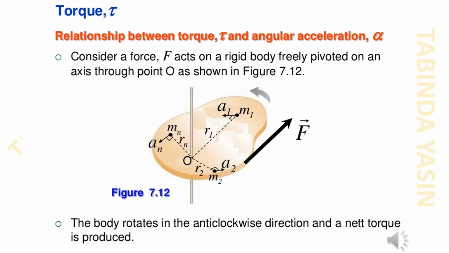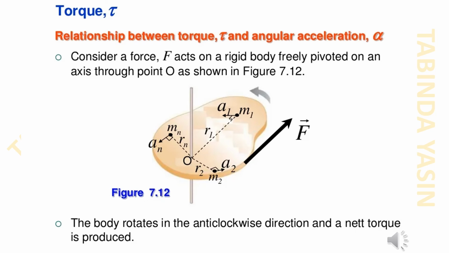Now, to find the relationship between the torque tau and the angular acceleration alpha for the rigid body, consider a force F acting on a rigid body freely pivoted on an axis through the point O. As shown in the figure, you can see that there are a number of particles on the rigid body in circular motion, A1, A2, A3, and the velocity V1 is along the direction of rotation.